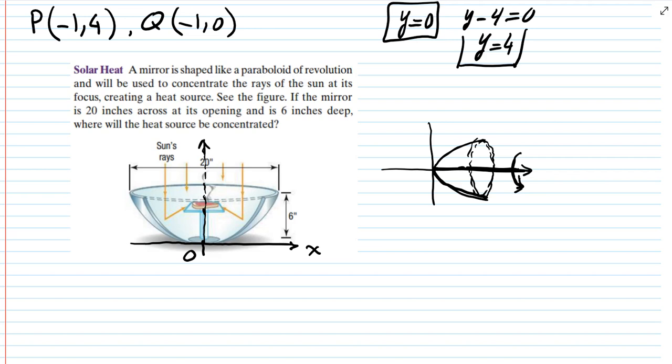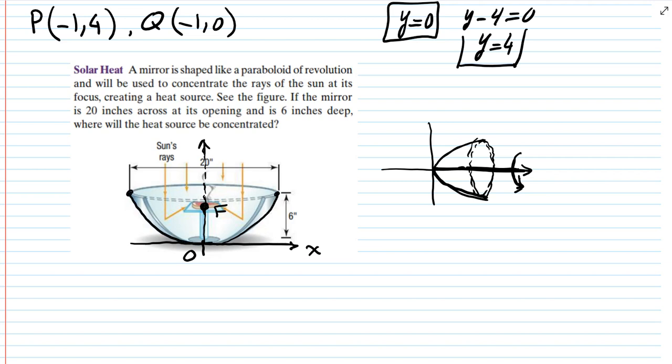Remember, the concentration will be at the focus because incoming rays will reflect at the focus. So this is probably where the heat source is, right there, that's where the focus is, F. That's what we want to find out. But before we can find the focus, we need to find the equation of this parabola. And where is the parabola here? Well, right in here, that's a portion of it, and there's the other part of it.